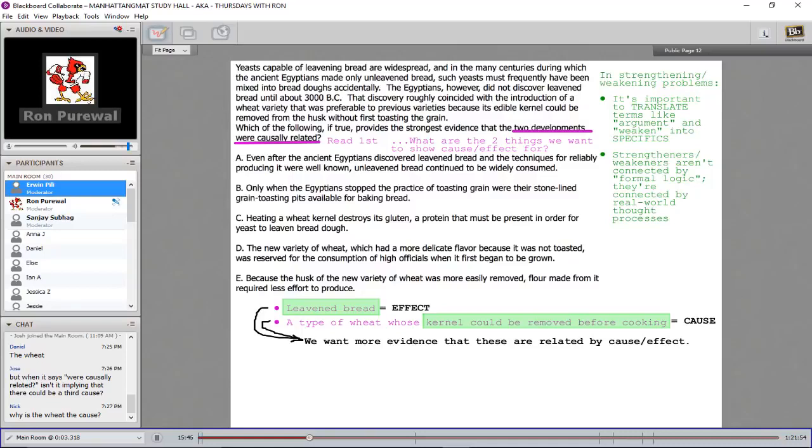The question in the box right now is, why is the wheat the cause? This is just common sense. If you try reversing cause and effect here, it becomes ridiculous. Imagine this as the cause, and imagine this as the effect, and think about that for a second. If you make a certain kind of bread, that's not going to bring a new type of wheat into existence. That would make no sense. But if there's a new type of wheat, then that could very reasonably cause a new type of bread to be possible. So that's just common sense. If this is going to work in a cause and effect direction, it's going to have to be that direction.